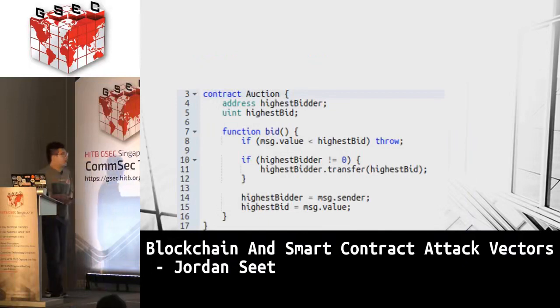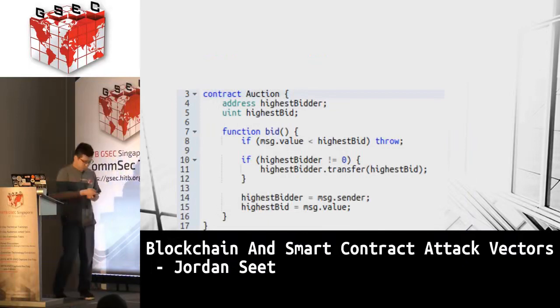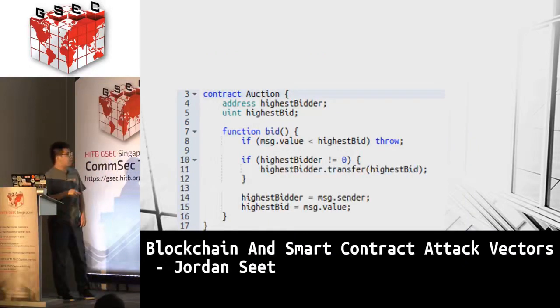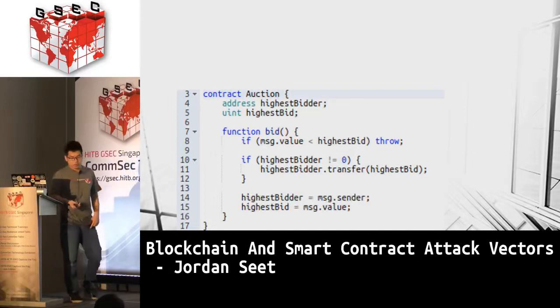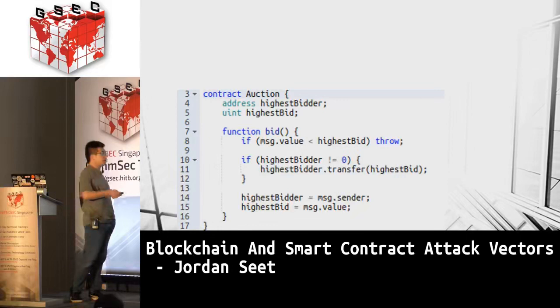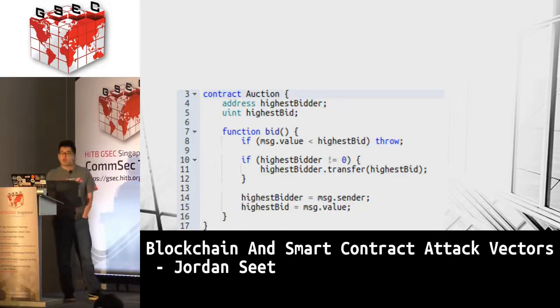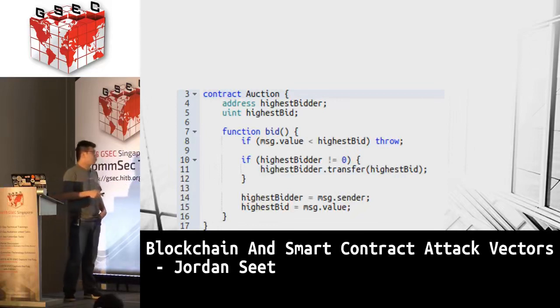Another piece of code over here is an auction contract which has a highest bidder. This saves the address of the highest bidder. Address, you can think of it as your username, for example. Every individual should have at least one address, and this address will correspond to an account. The highest bid is also saved.